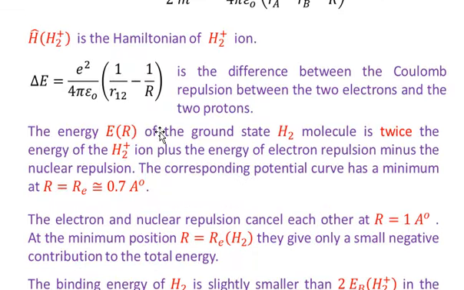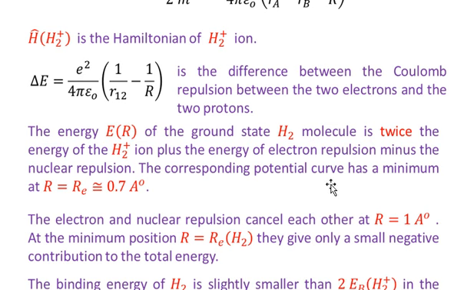So the potential energy curve E of R of the ground state hydrogen molecule. So look at this one. We are talking about the energy E of R. That is the potential energy of the ground state of the H2 molecule is twice the energy of the H2 singly ionized molecule plus the energy of the electron repulsion minus the nuclear repulsion. That is, we have defined all the three terms. That is, we have defined the energy corresponding to the Hamiltonians, and we have also defined the energy delta E.